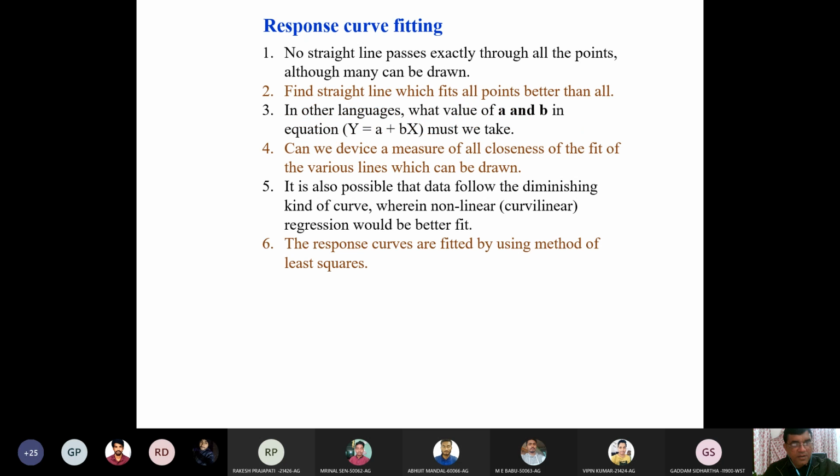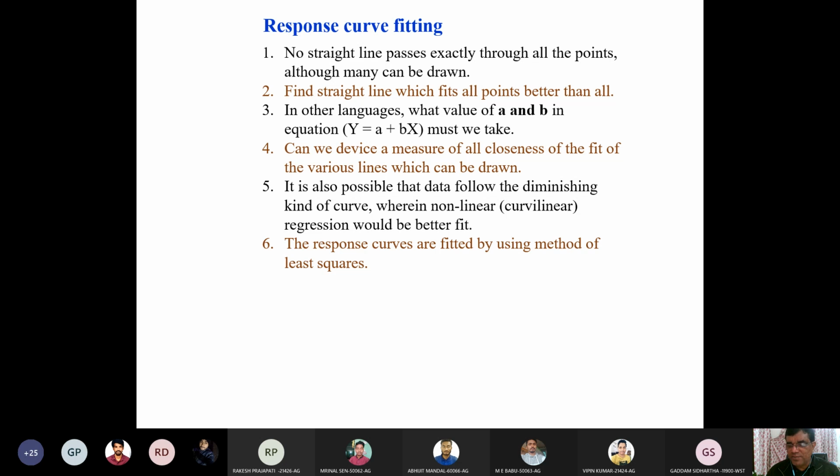Now comes the response curve fitting. Now, friends, response curve fitting means now you understand response curve. It is the relationship between input and output, or relationship between independent variable and dependent variable. Y is equal to f(x1, x2, x3, x4), like that. Now, how can we fit the response curve and what does it mean by response curve fitting?